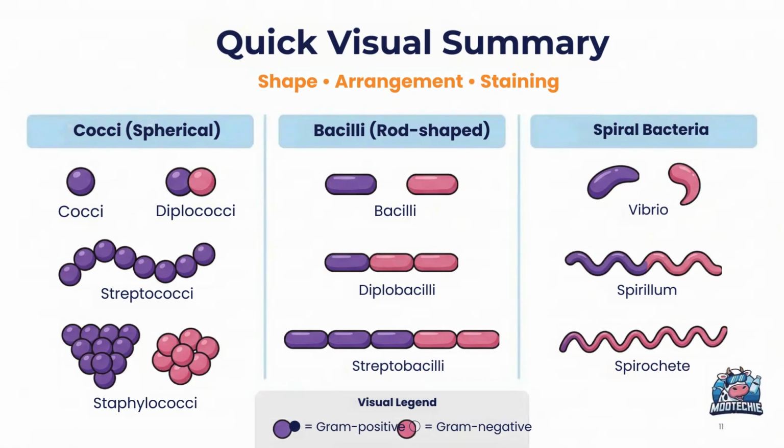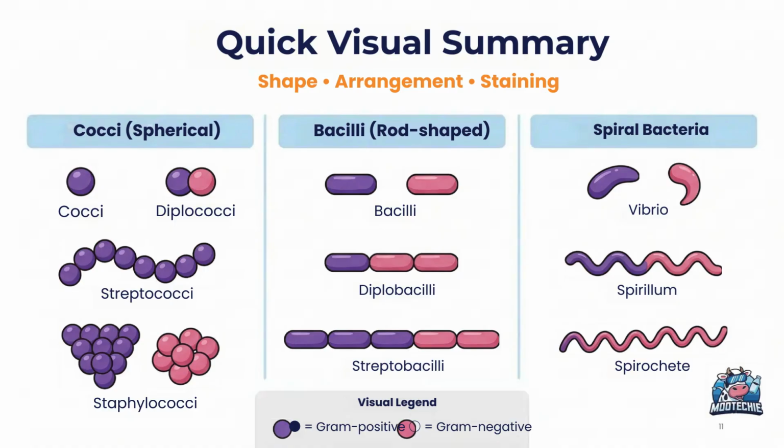This slide provides a visual summary of bacterial classification. Bacteria can be identified based on three main characteristics. First, their shape, such as cocci, bacilli, or spiral forms. Second, their arrangement, including diplococci, streptococci, staphylococci, and streptobacilli. Third, their staining characteristics, which distinguish gram-positive from gram-negative bacteria. Together, these features help microbiologists accurately classify microorganisms.